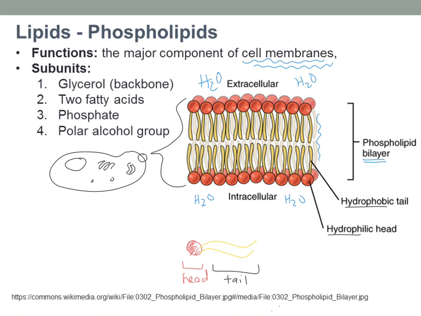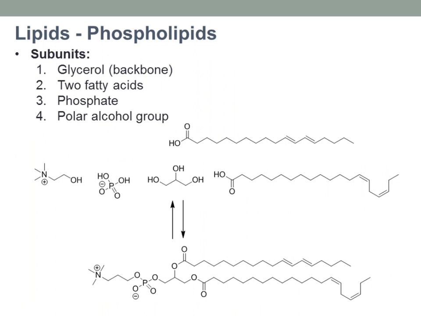So what I want to do is take a closer look at how we relate this little round sphere with two yellow tails to the actual subunits, which are glycerol, two fatty acids, a phosphate group, and a polar alcohol group. So let's take a look at these subunits a little more closely. We've already mentioned glycerol, so we already know what glycerol is. Glycerol is kind of the backbone of phospholipids, just like it was the backbone of triglycerides. So here's your glycerol piece again, that's the same.